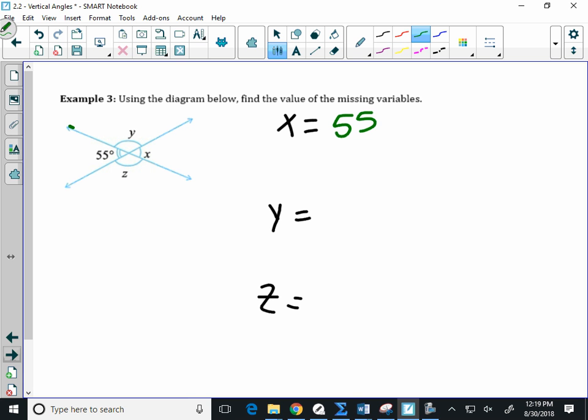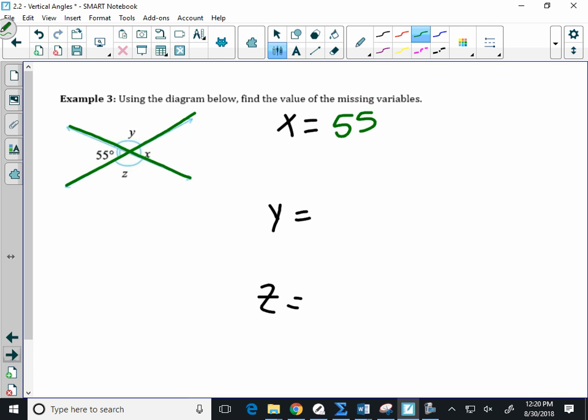Again, we have an x here. Whenever we make an x, think vertical angles. I like to think it's like two V's that are back to back. V stands for vertical. And we make an x. They're right across from each other. They are the same. So this angle is 55. X has to be 55.